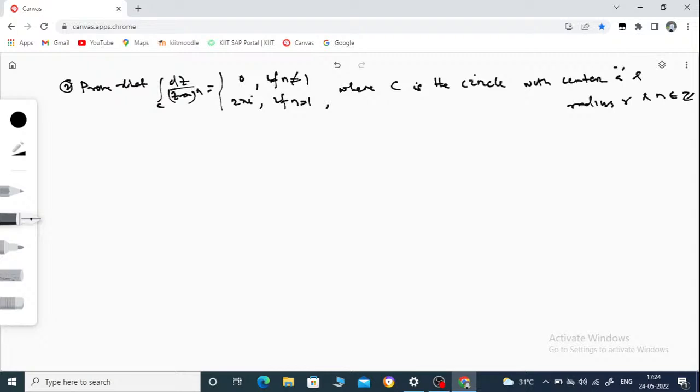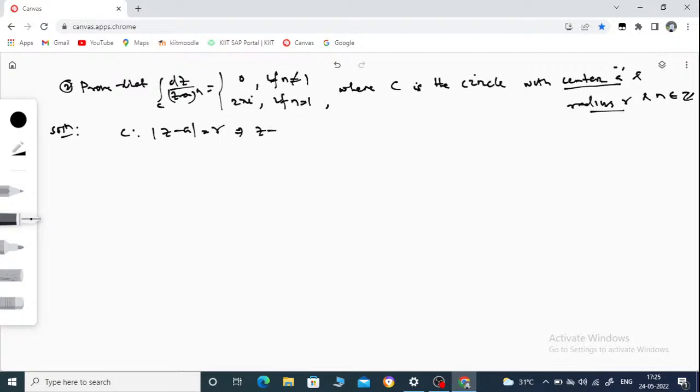So first we will write the parametric equation for c. Parametric equation means we have to convert the equation of the curve in a single parameter t. Okay, and you know what c is here. c is the circle whose center is a and radius is r. That means modulus of z minus a is equal to r.